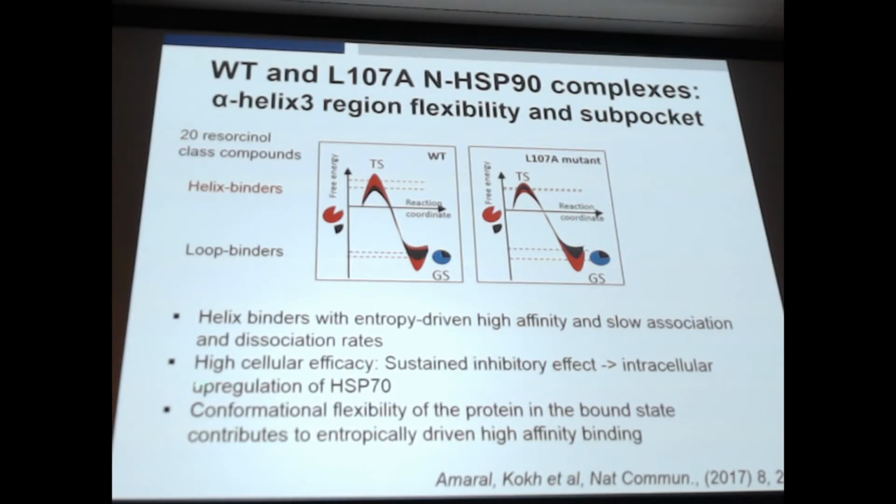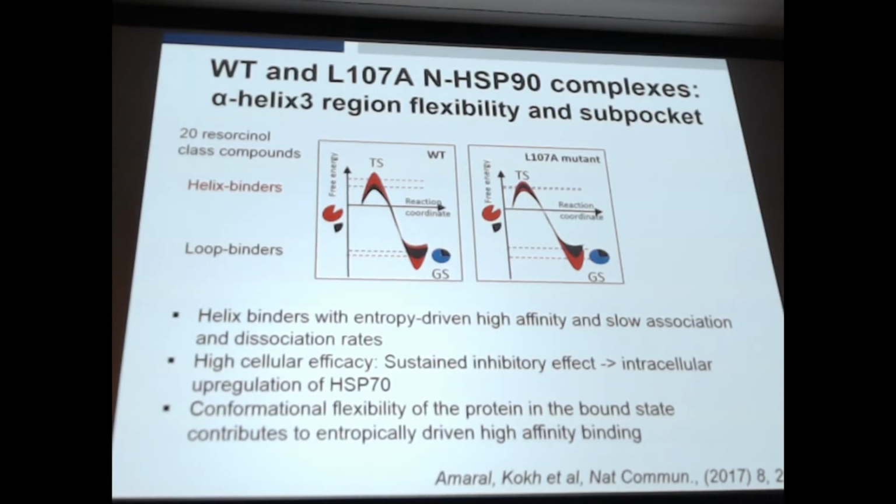And so we see here that the conformational flexibility of the protein in the bound state can contribute to the entropically driven high binding affinity and long residence times, suggesting that it would be advantageous to think about targeting protein targets where you've got that bit of flexibility that you can maintain in the bound state. So that was what we learned from trying to understand the structure-kinetic relationships for this particular class of compounds binding to HSP90.